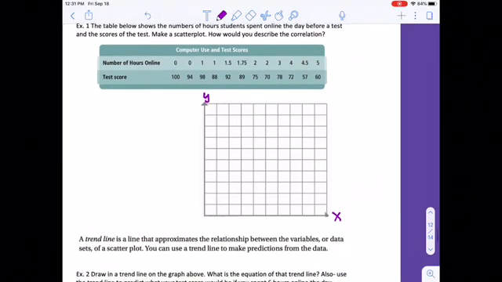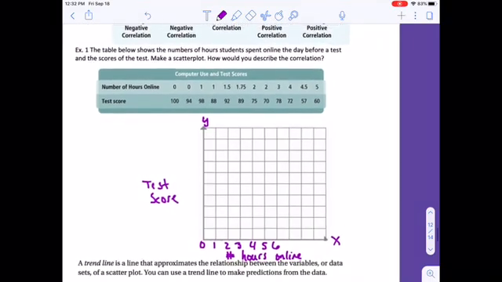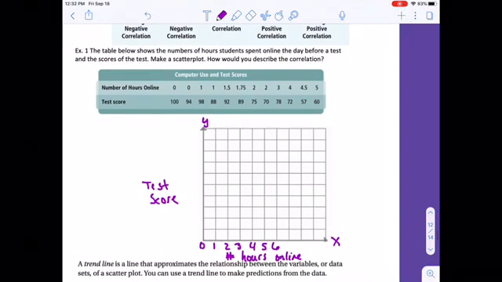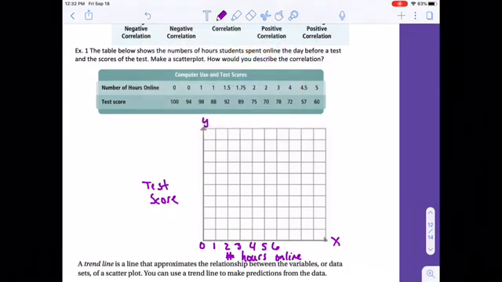So I'm going to label my x-axis the number of hours online, and then label them 0, 1, 2, 3, 4, 5, and 6 hours. And then the y-axis is the test score. So I'm going to label these. Oh, I forgot. Got to label the y-axis too. I'm going to count by 10 so I can make it all the way to 100.